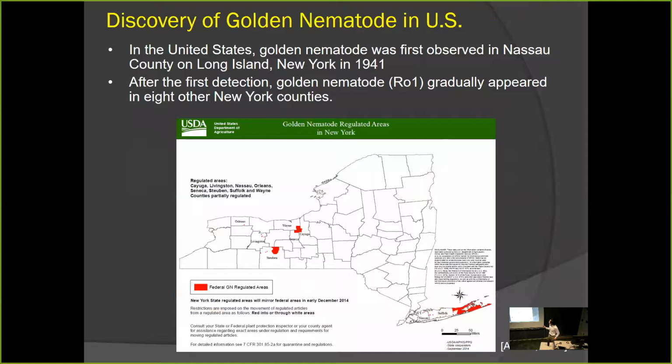In 1941, the golden nematode was first observed in the United States, especially in Nassau County on Long Island, New York. And after the first detection, golden nematode, especially pest type R1 of the golden nematode, gradually appeared in 8 other counties.